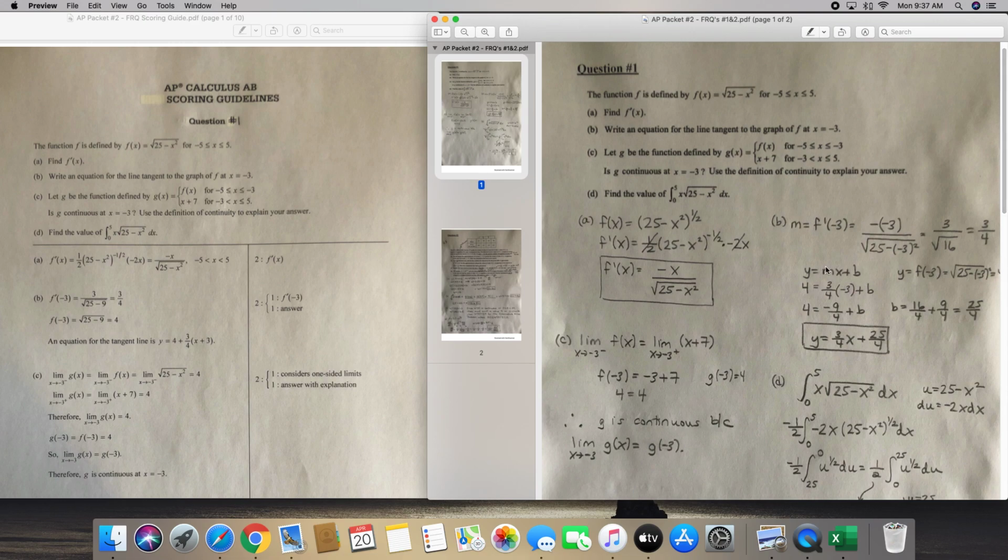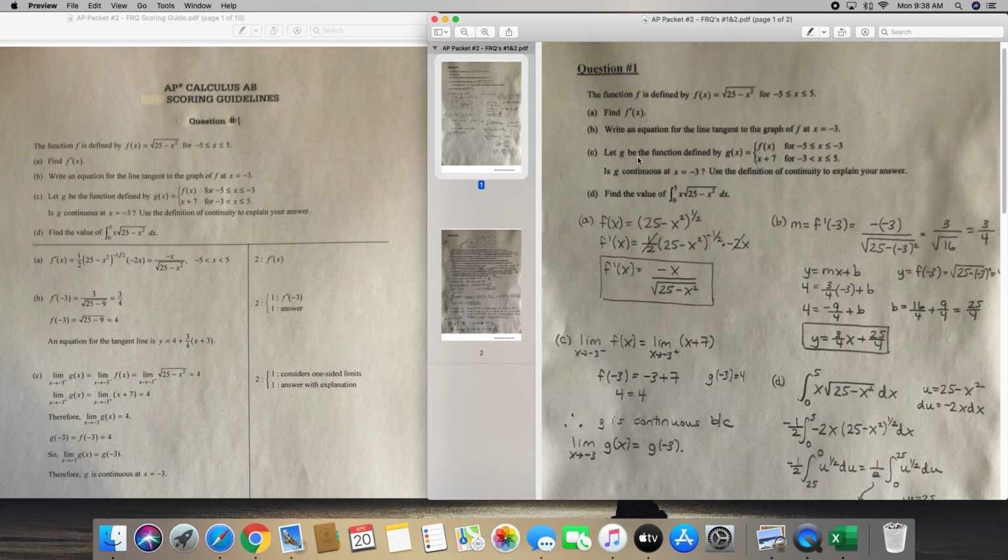So now I have the x and the y value, I have my slope that I got earlier on here, which is 3/4, and now I can solve for my b. If I plug in and solve for b, I end up getting that my b value is 25/4, which means the equation of my tangent line is y equals 3/4 x plus 25/4.